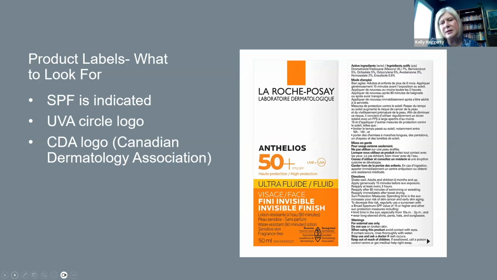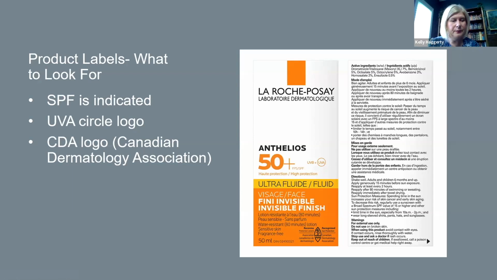A lot of people have asked what UVA protection means. We don't really have a ranking for it like we do for UVB protection with SPF, but that circle logo is telling you that at minimum, the UVA protection in the product is at least 1/3 of the amount of UVB protection. And you can also see on this product label that CDA logo down the bottom right-hand corner is displayed, showing it's endorsed by the Canadian Dermatology Association.